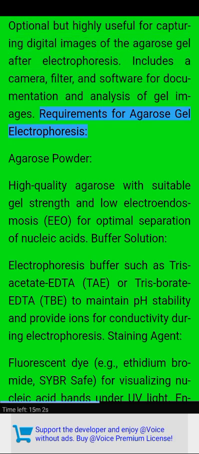Requirements for agarose gel electrophoresis. Agarose powder: high quality agarose with suitable gel strength and low electroendosmosis, EO, for optimal separation of nucleic acids. Buffer solution: electrophoresis buffer such as Tris-acetate EDTA, TAE, or Tris-borate EDTA, TBE, to maintain pH stability and provide ions for conductivity during electrophoresis.